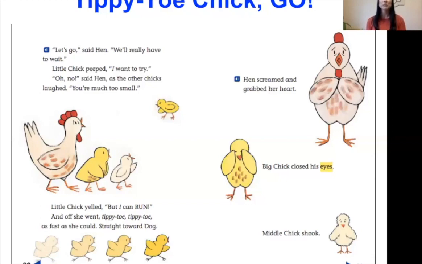Hen screamed and grabbed her heart. Big Chick closed his eyes. Middle Chick shook.